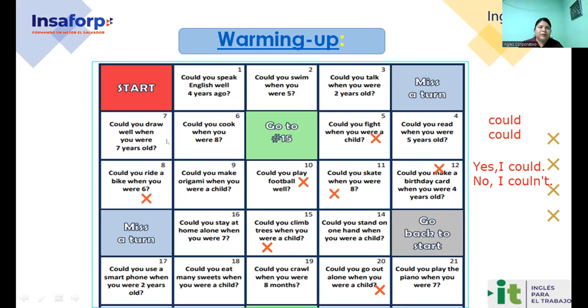Elena, could you draw? Hello. Ah, yes, Elena, question 7 is for you. Could you draw well when you were 7 years old? So what's the meaning? Draw. So, dibujar. Could you draw when you were a child? Oh, tenía 7 años, podía dibujar? No. Okay, yeah, well, I couldn't either.